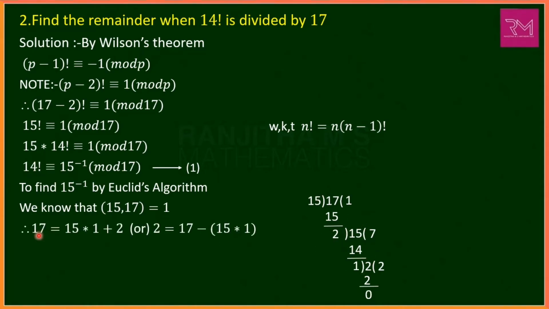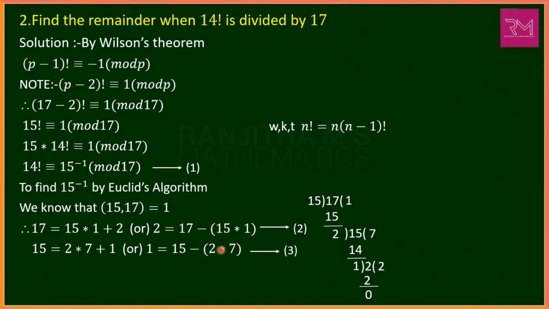Here 17 is the dividend. Therefore, dividend is equal to divisor into quotient plus remainder, or we can write this as 2 is equal to 17 minus 15 into 1. Call this equation number 2. In the similar way, 15 is the dividend here. Therefore, we can write 15 is equal to 2 into 7 plus 1, or we can write this as 1 is equal to 15 minus 2 into 7. Call this equation number 3.